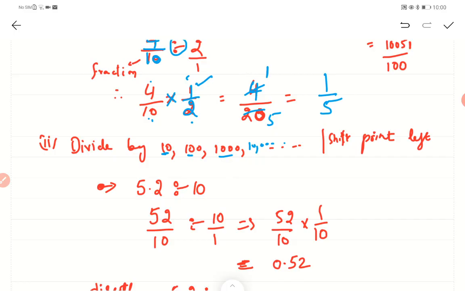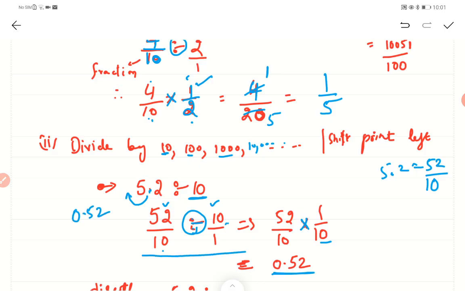So here I took 5.2 divided by 10. You can follow some procedure. The 5.2, I can write it as 52 by 10, since after the point you have one digit. Then follow the same procedure as with fractions. I have changed this into multiplication: 52 by 10 multiplied by the reverse, which is 1 by 10. So you got 0.52, isn't it? See, the simple method: if you find that a decimal number is being divided by 10, you shift the point position to the left side. So if you shift it to the left, it will give you 0.52. Instead of going for such a big process, you can directly write like this.